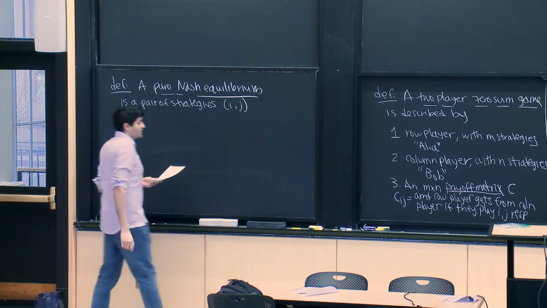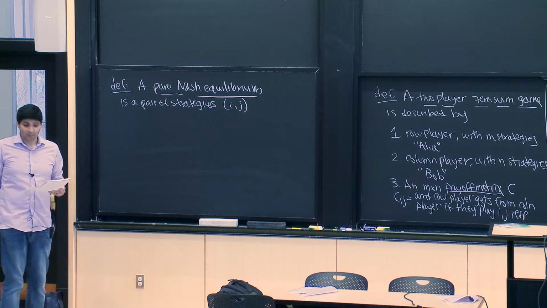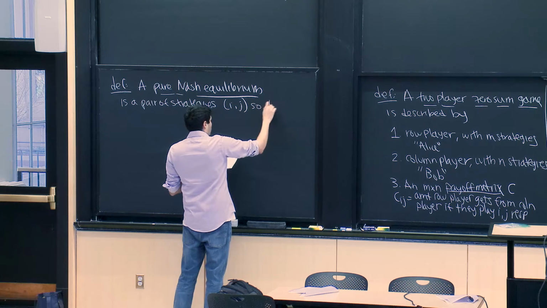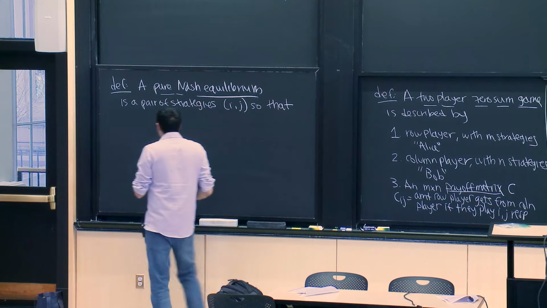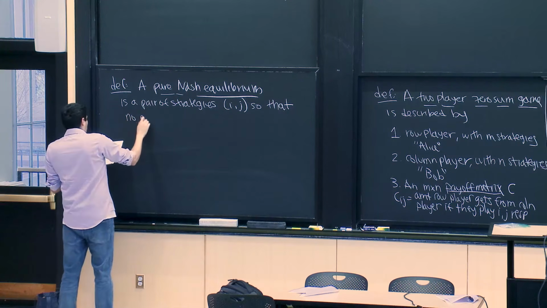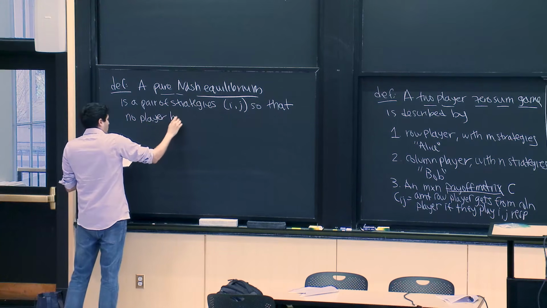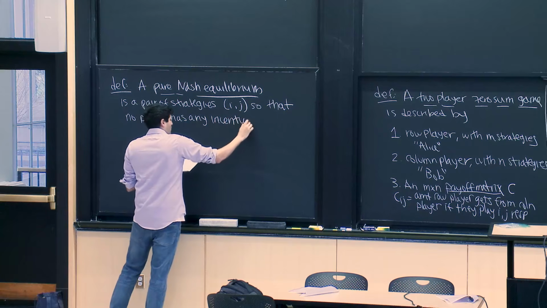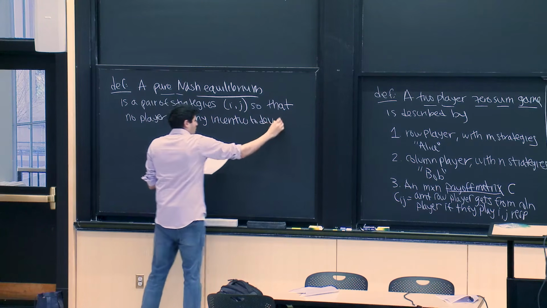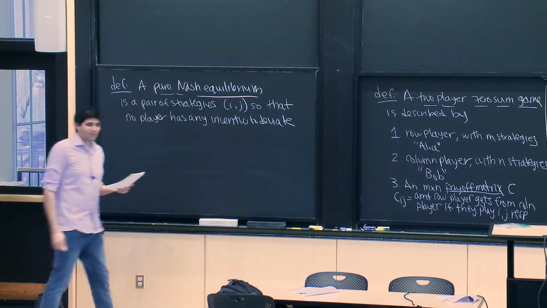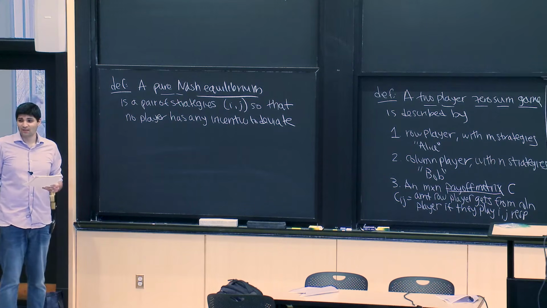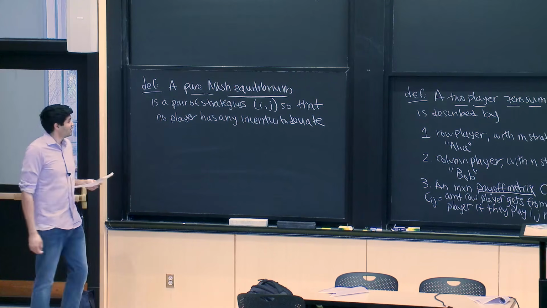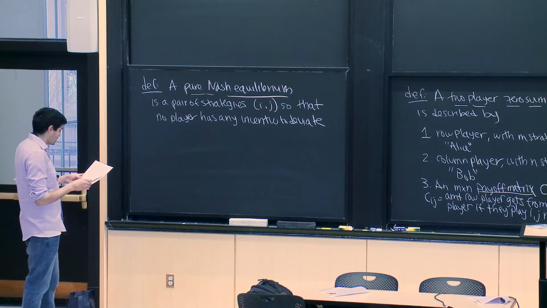ij. So this means that the row player plays i, the column player plays j. And it has the following property, which I'll just describe informally, but then we'll make it mathematically precise. It has the property that no player has any incentive to deviate. How many people have seen the movie A Beautiful Mind? It butchered this concept, so please do not get that definition from that movie. So we'll do the correct definition here.